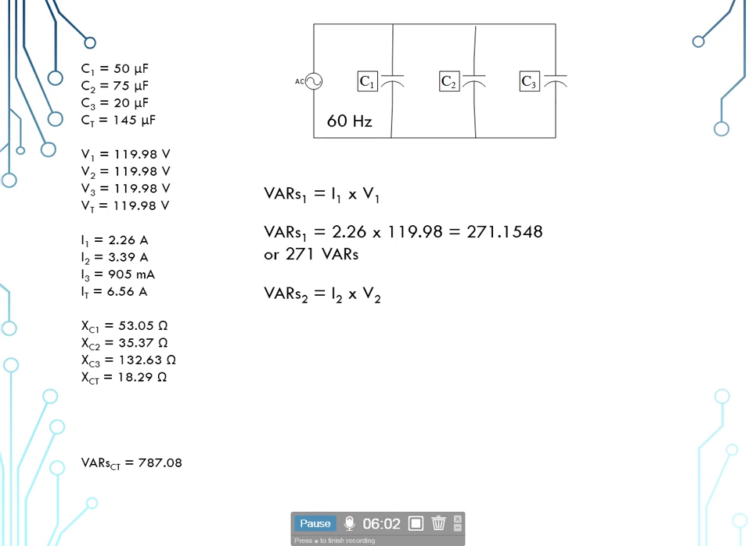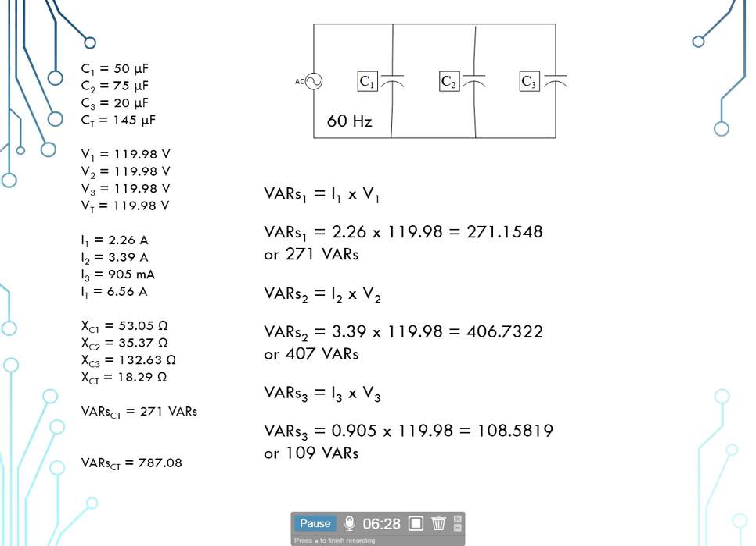VARs sub C2 is equal to I sub 2 times V sub 2. So 3.39 amps times our 119.98 volts gives us 407 VARs. And then last, VARs sub C3 is equal to I sub 3 times V sub 3. So we take the 905 milliamps, put it back in standard decimal notation, times our 119.98 volts, giving us 109 VARs.